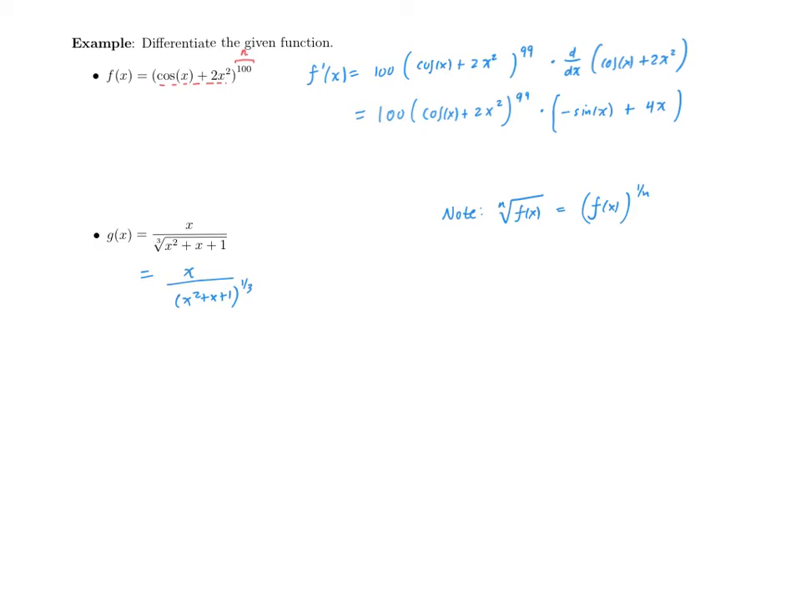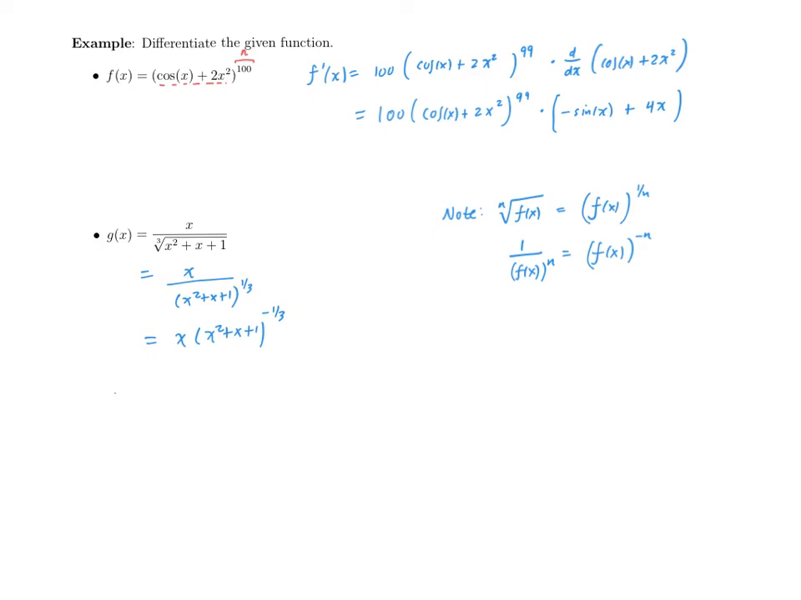And also, let me recall that if you have something like 1 over a quantity, and let's just call it f of x for fun, to a power, this is really the same thing as that function raised to the minus power. So it would also be equivalent to write this as x times x squared plus x plus 1 raised to the minus 1/3 power. And no, you don't have to write it this way. This is just an approach, one of many, that could work.